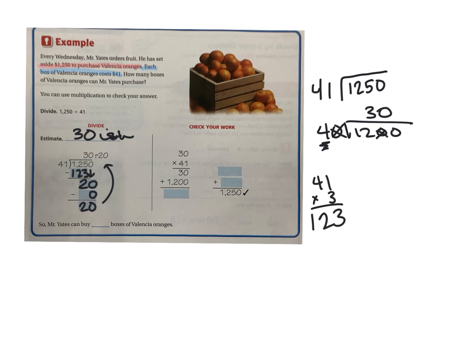Can we check it? Let's check it. 30 times 41 gives us, they did the multiplication for us. They just want us to add it together. Okay, thank you. That was nice. We have 1,230, but remember we had that remainder of 20. So let's just add that on there and we will get 1,250. Very good. So he can buy 1,000. I'm sorry, no, he can't buy 1,250. That's how much money he has. He can buy 30 boxes, and he'll have some money left over. 30 boxes of Valencia oranges.